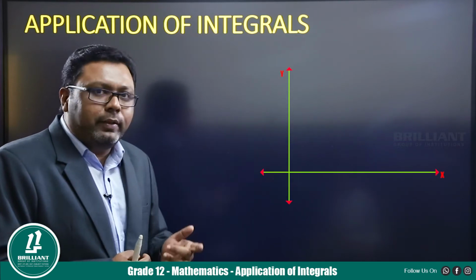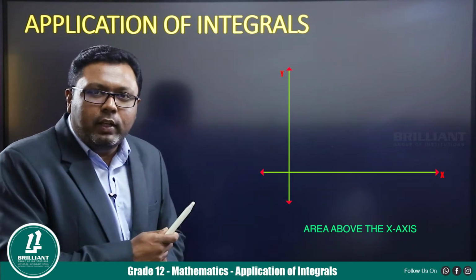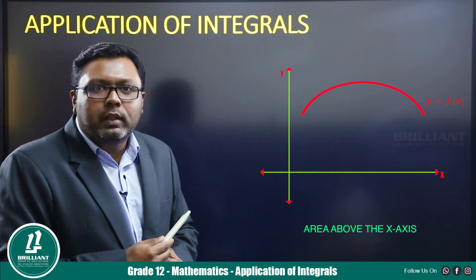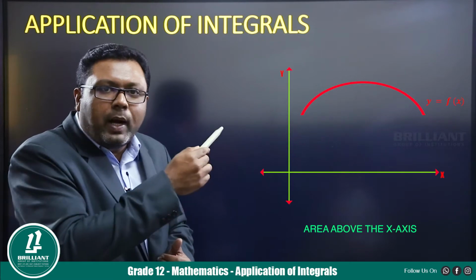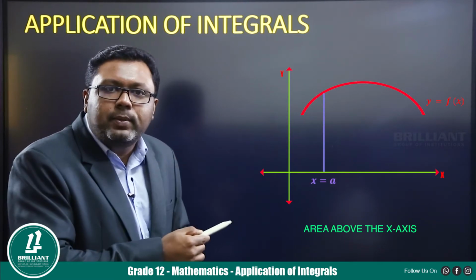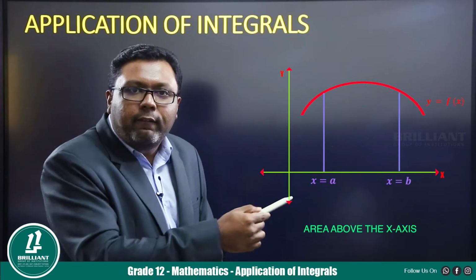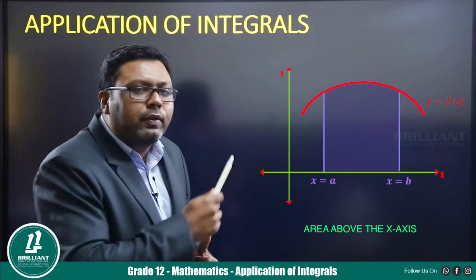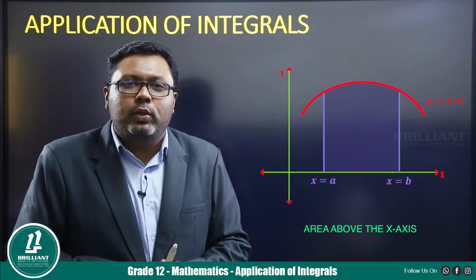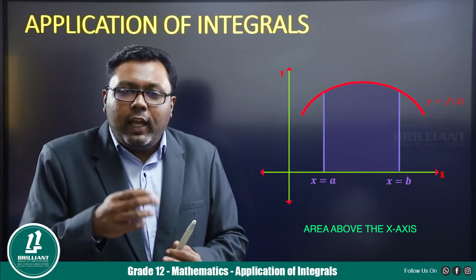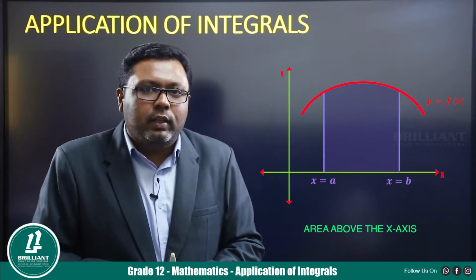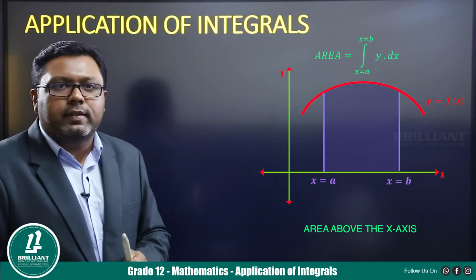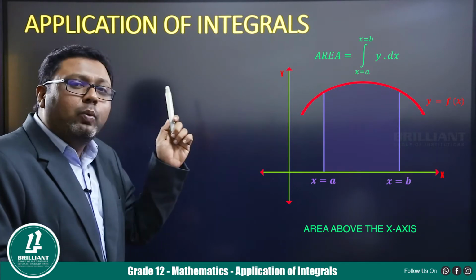Consider the xy plane. In this xy plane, the curve y equal to f of x is shown as such. This curve is bounded by the abscissas x is equal to a and x is equal to b with the x-axis. The shaded region that you see on the graph is the required area that you are supposed to find out. The area is given by the expression integral a to b y dx.